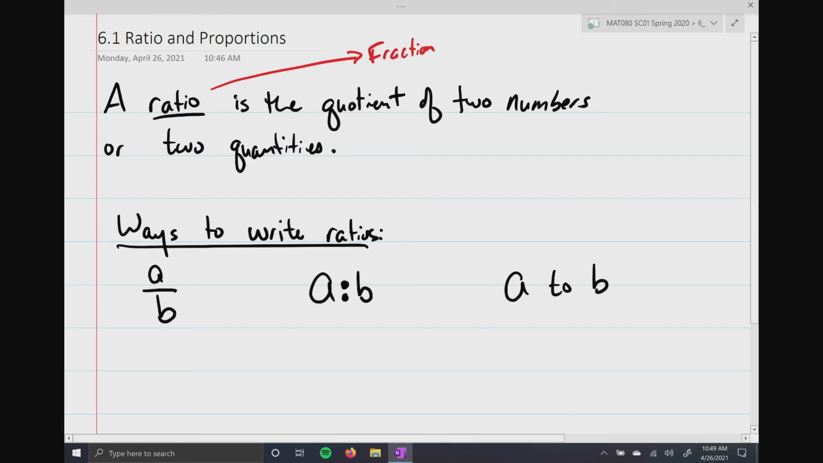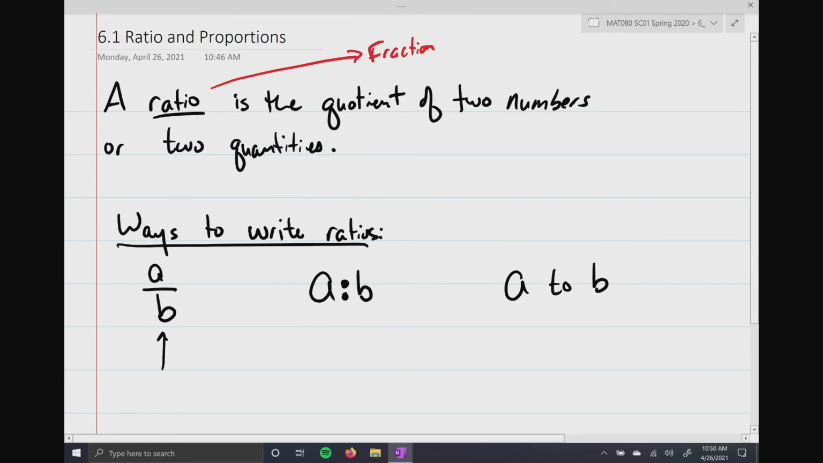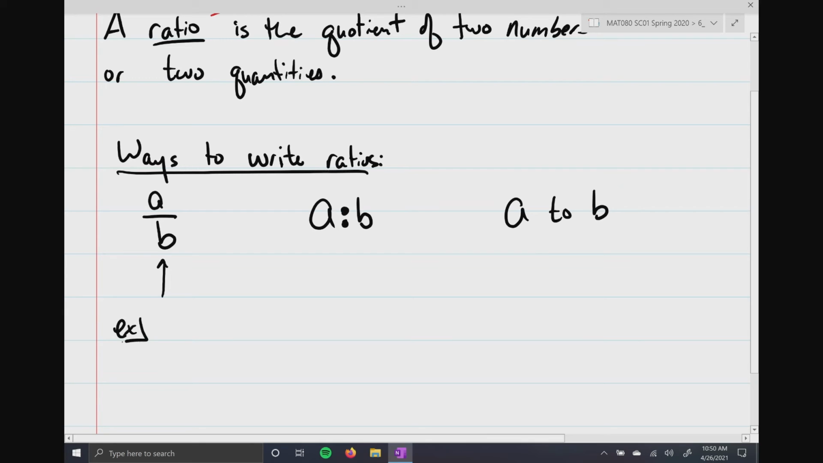95% of the time, I'm going to be writing my ratios like a fraction. Okay? Now, ratios are everywhere. They really are. They're everywhere. If you've ever driven in a car, you are already dealing with ratios. So, for example, 65 miles per hour.